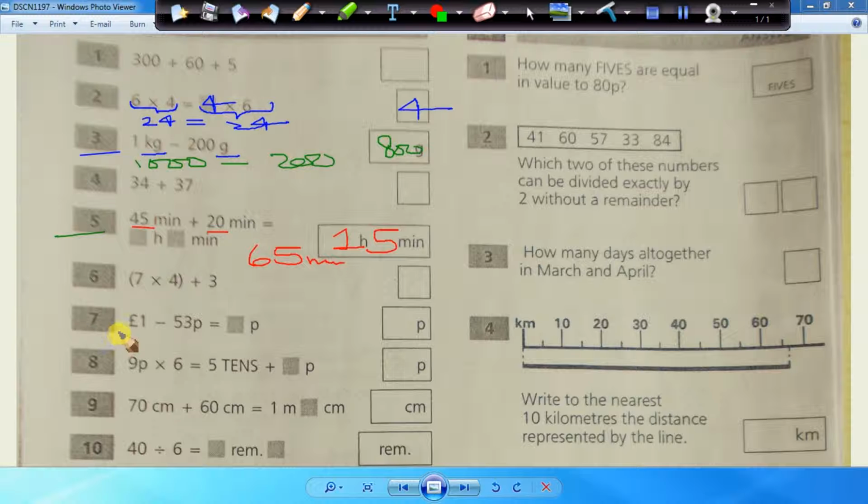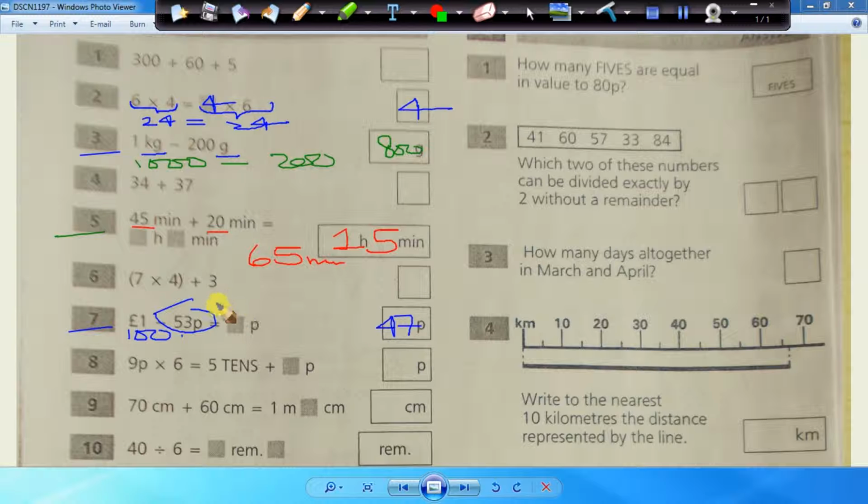Alright, next one. We have 1 pound minus 53p. How many pennies do we have in a pound? Put your hand up. 100. So you got to convert into pennies. Then you minus 53 and it gives an answer, Sufyan. Well done. Thank you, Sufyan. Excellent answer there. Nice and quick.